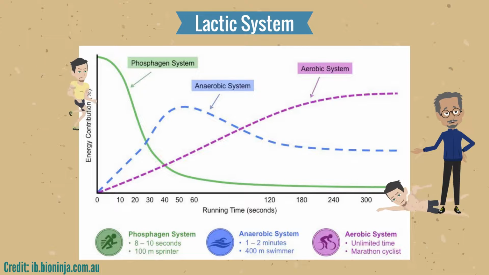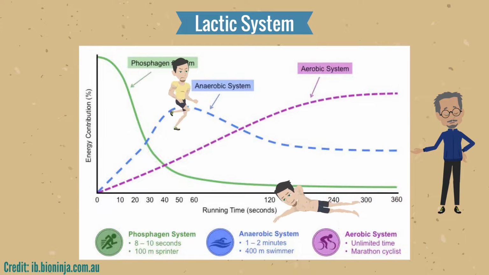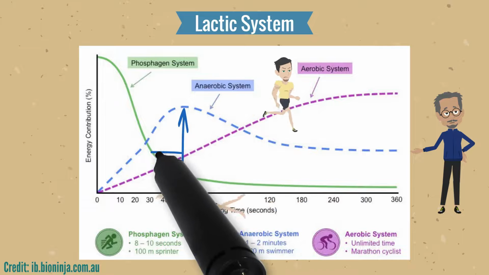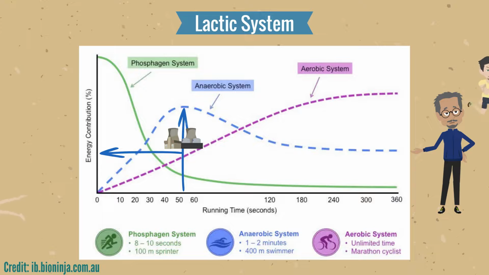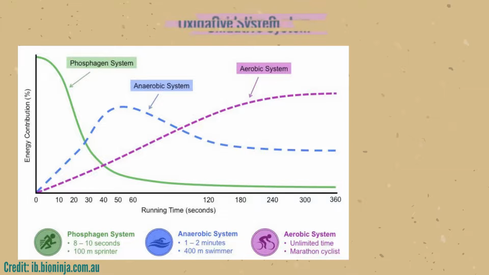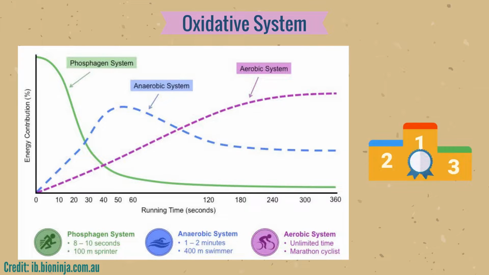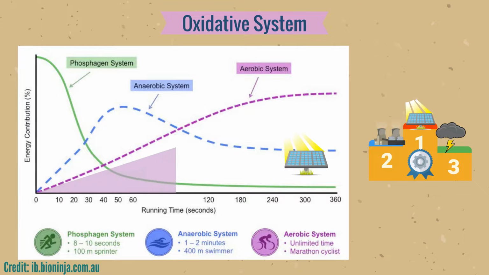If energy demand is high and must be transferred quickly, as during a 200 meters race, lactic system is the major contributor of ATP. With oxygen being the most efficient electron acceptor for respiration, aerobic respiration or oxidative system represents the most efficient ATP production. Therefore, it is the primary source of ATP at rest and during low-intensity activities.